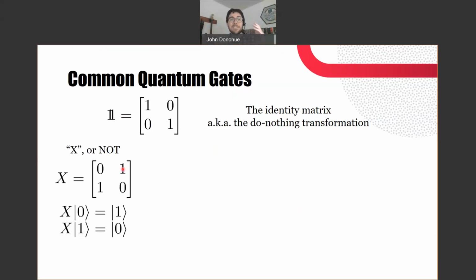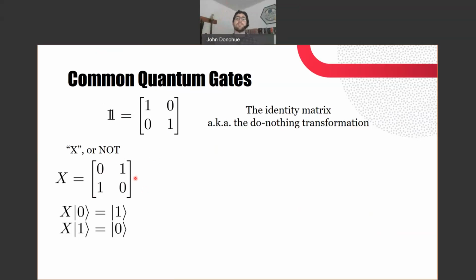Here's another one that actually does something, the X matrix or the quantum NOT matrix. So the X matrix looks something like this, 0, 1, 1, 0. If I apply the X matrix to the 0 state, so remember the 0 state is the column vector 1, 0, I throw that in here. 0 times 1 plus 1 times 0 equals 0. 1 times 1 plus 0 times 0 equals 1. I get the vector 0, 1, which is equal to our 1 state.